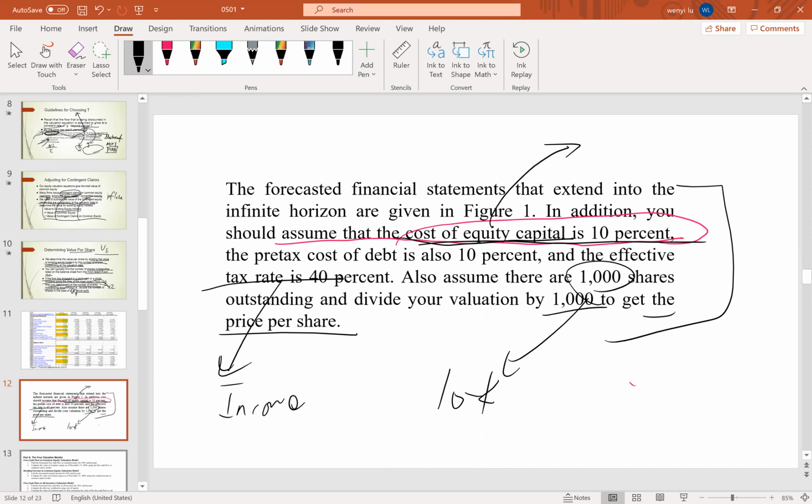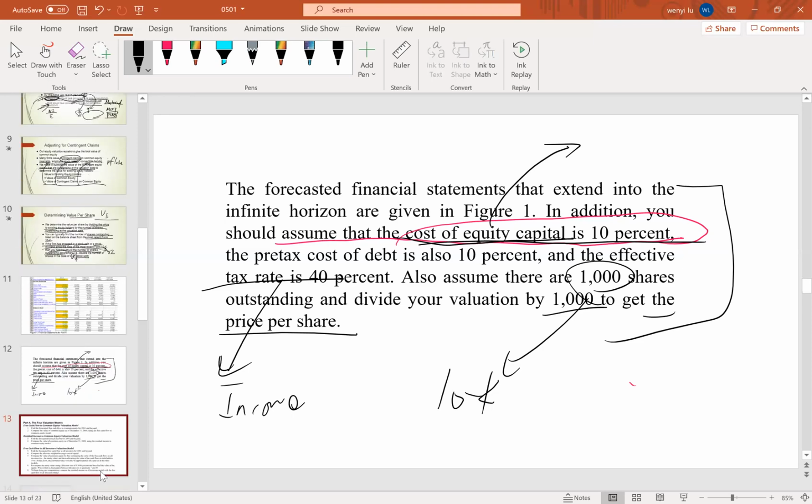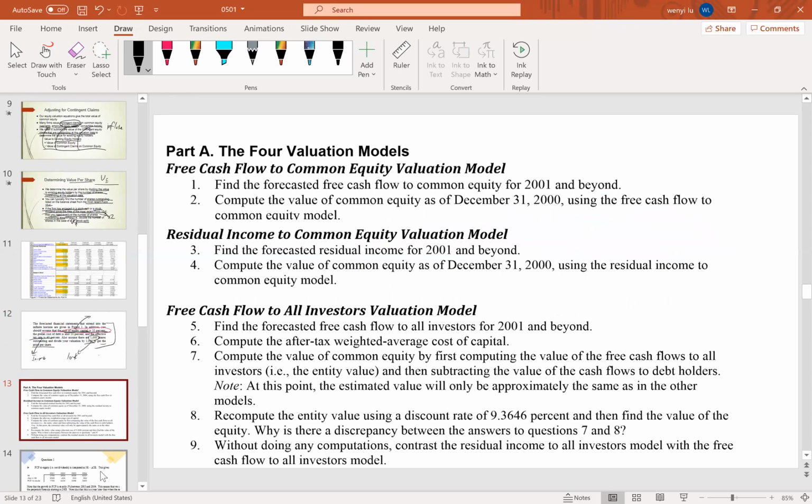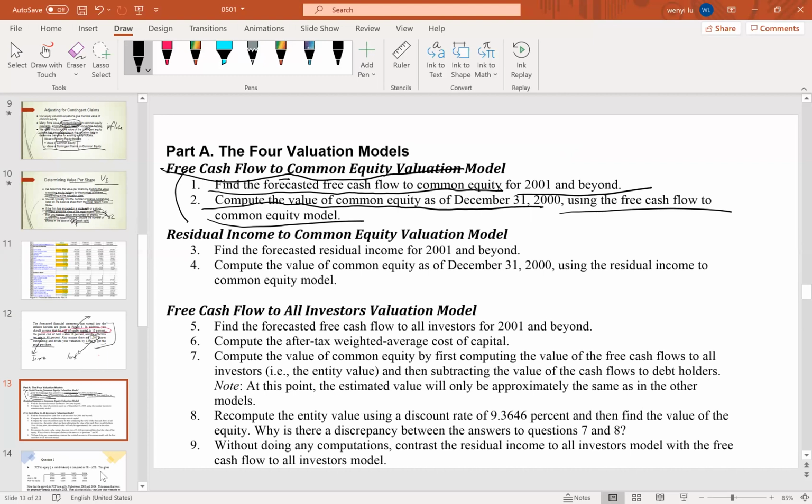So let's see what the questions are for this practice. We have a bunch of questions we will solve using these examples. We have 9 questions. The first question: we will find the forecast free cash flow to common equity for 2001 and beyond. Then we will also compute the value of common equity as of December 2000 using the free cash flow to common equity model. So those are the first 2 questions, based on the free cash flow to common equity valuation model.